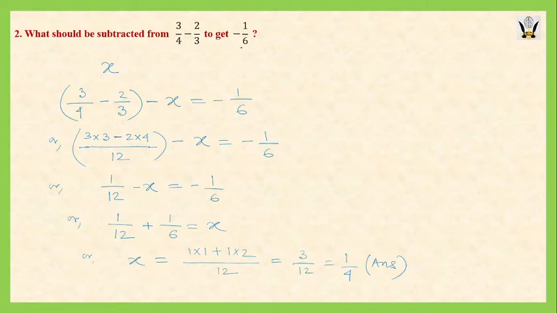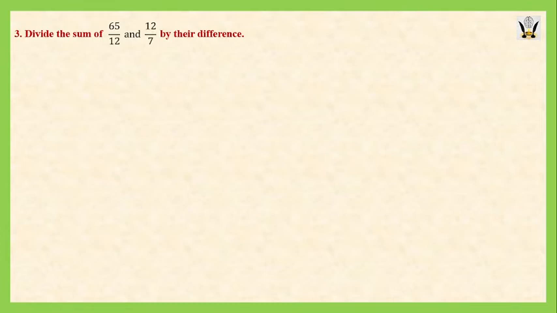Now we will be moving to the next problem sum, and it says to divide the sum of these two rational numbers by their difference, meaning the difference of the same rational numbers. So if we frame the expression, it will be 65 divided by 12. The first rational number will be added with the second rational number, which is 12 divided by 7, and that result of summation will be divided by the difference of those rational numbers. So it will be like this: 12 divided by 7.